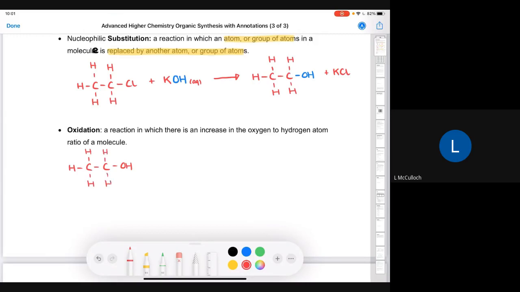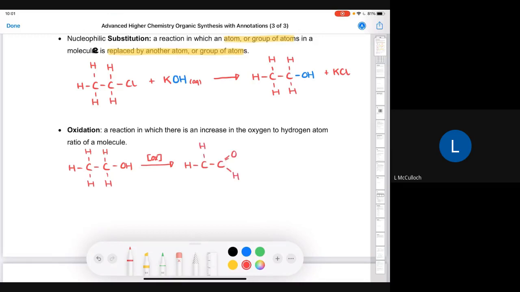This will undergo an oxidation reaction, and to do that we use an oxidizing agent. We looked at various oxidizing agents at Higher. We will refresh our memories on what those oxidizing agents are when we get to the correct part of this booklet, but for now we'll just say it's an oxidizing agent. So what will happen is our alcohol turns into an aldehyde.